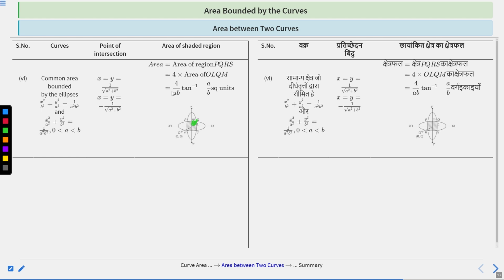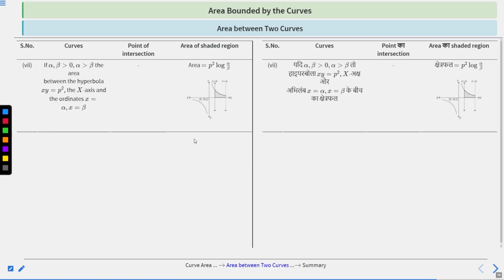Area of one portion is basically 1 upon AB tan inverse A by B. So the area of the whole region will be 4 upon AB tan inverse A by B square units, right? Got it? So you have to remember this thing.